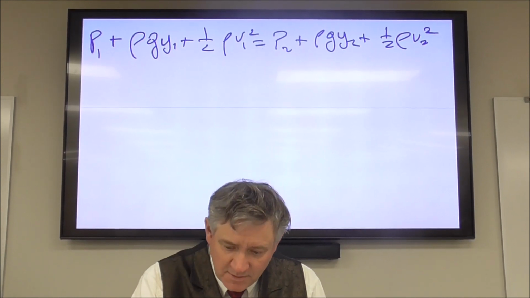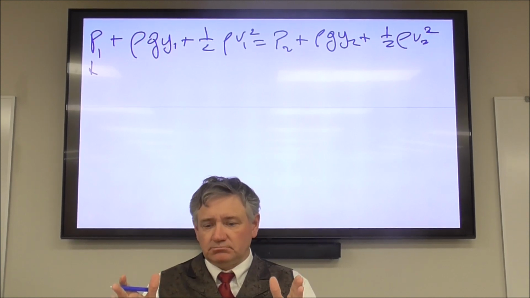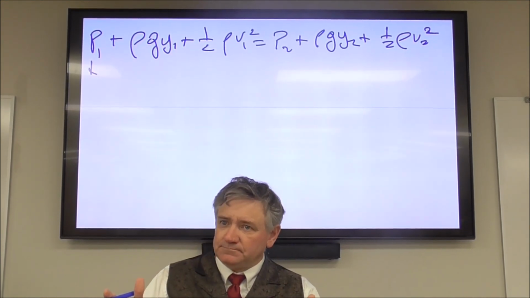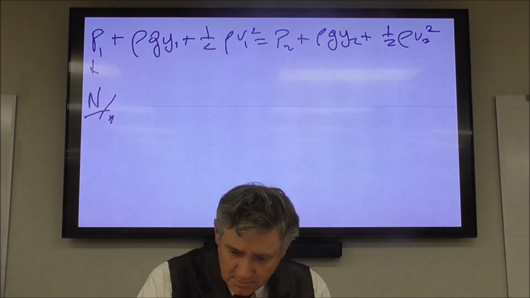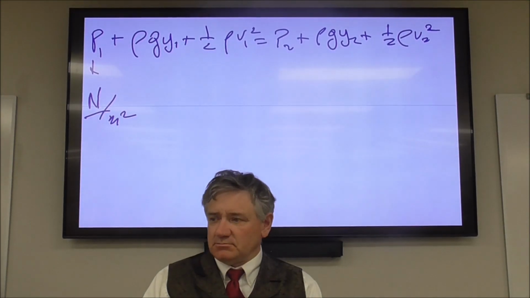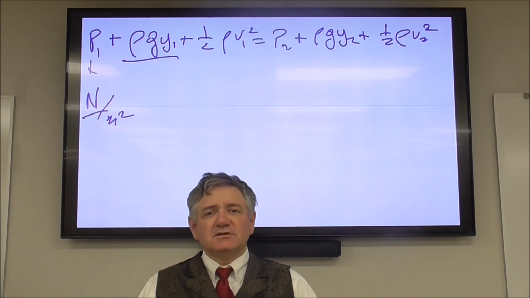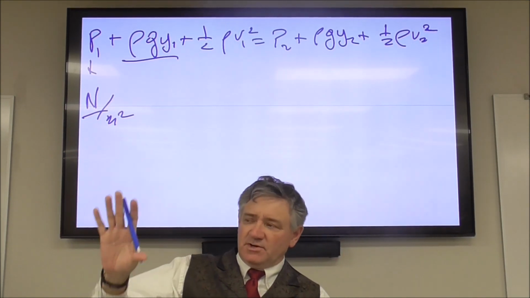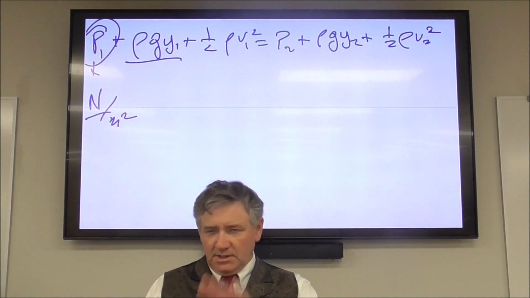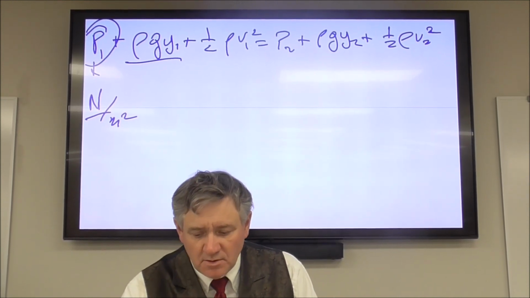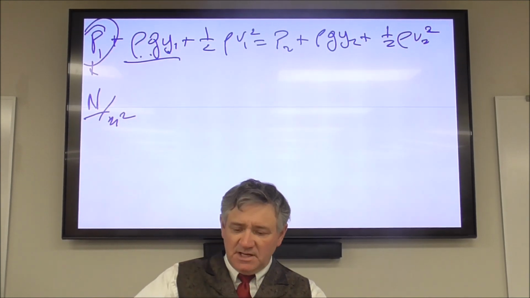So let's start with P1, okay? That's going to be some initial pressure, so that's going to be in what? Newtons per square meter. It's pressure, right? Now, this is going to be rho g y1. So here's what I want you to see in terms of this equation. You have a pressure part here, okay? That's that. So this is rho g y. This will make sense in just a second.